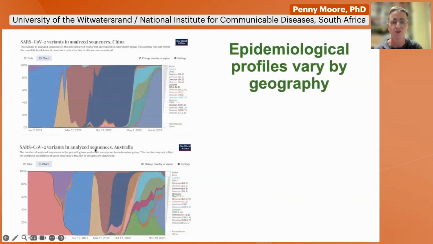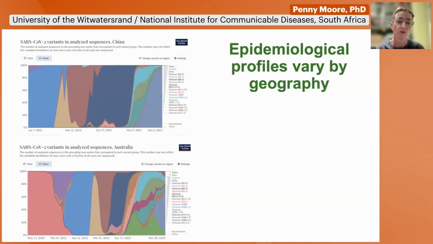I'm here showing you sequences from two other countries, as far apart from one another as I could get from the US. Here's SARS-CoV-2 variants in analyzed sequences from China up at the top and from Australia down at the bottom. And you can see just eyeballing these slides that they're pretty different patterns. In general, most of the world has seen most of the same variants, but the timing with which a variant sweeps across the country can be quite different.